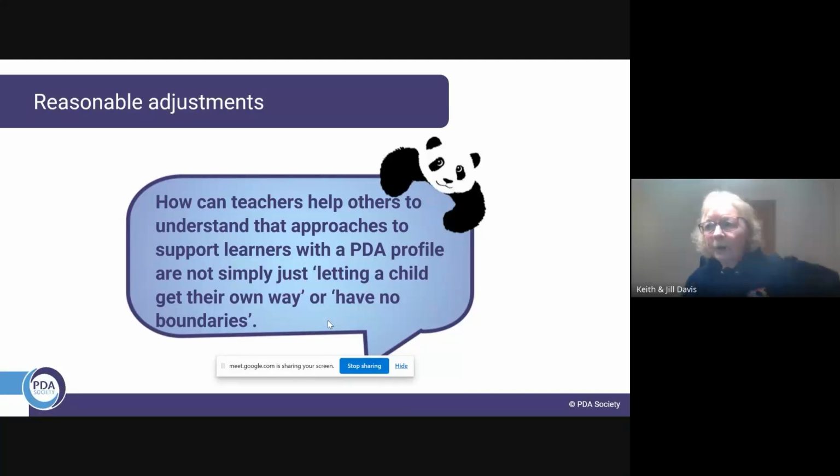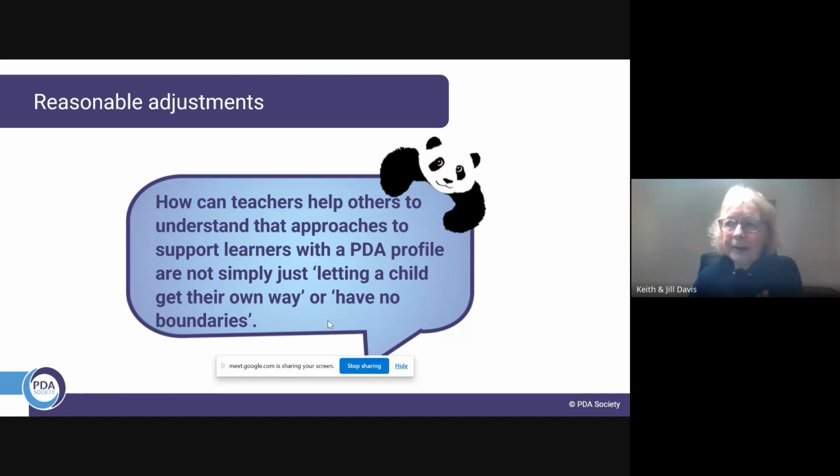And this question we always get asked, aren't they just getting in their own way? Have they no boundaries? First thing is that the degree of support is likely to vary considerably. So this is where actually that whole school approach is so important. Schools may have quite rigid fixed rules on behaviour policies. So considering how your setting can be adapted to support PDA learners, so taking away the myth of children getting away with things.